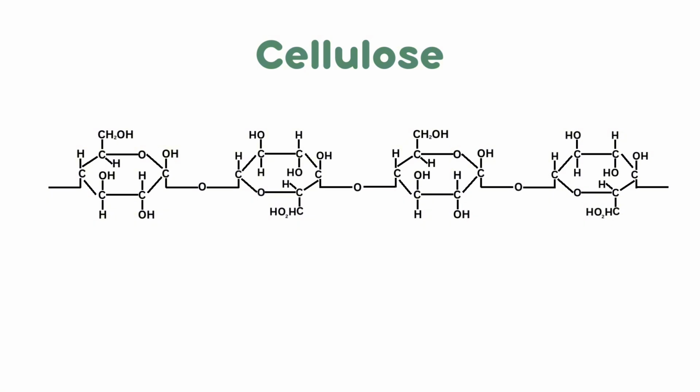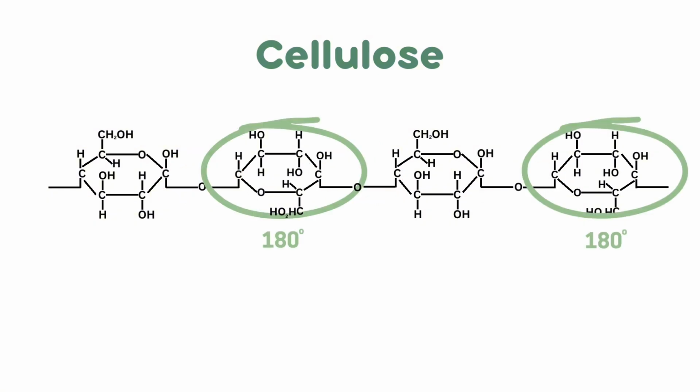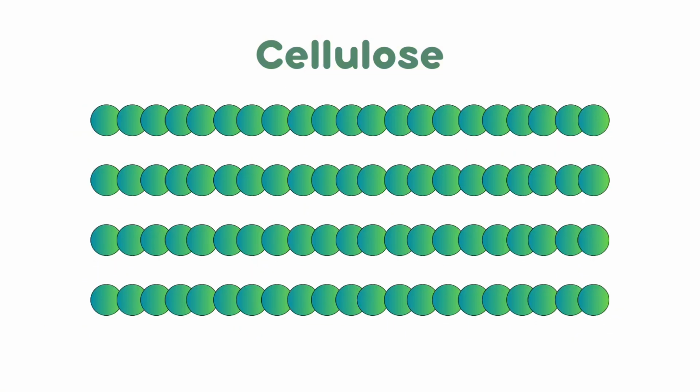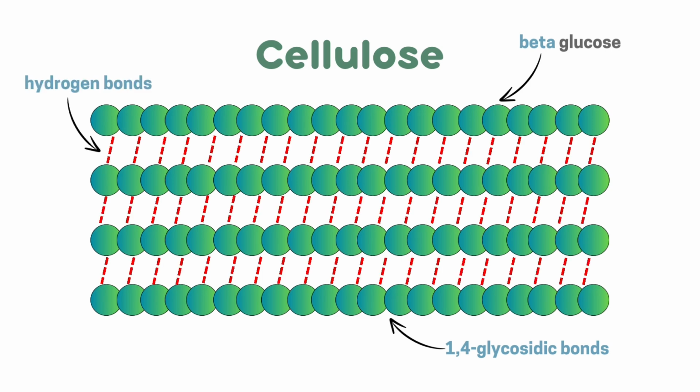Now here is just one straight chain of beta-glucose molecules that make up cellulose. Here you can see that there are 1,4 glycosidic bonds between the glucose molecules. And you can also see that every other glucose is flipped 180 degrees. Now let's look at another chain. As you can see, there are hydrogen bonds between the chains. These are between the OH groups on the beta-glucose molecules. Now here is some cellulose. It contains the beta-glucose molecules, 1,4 glycosidic bonds, and hydrogen bonds between the chains.